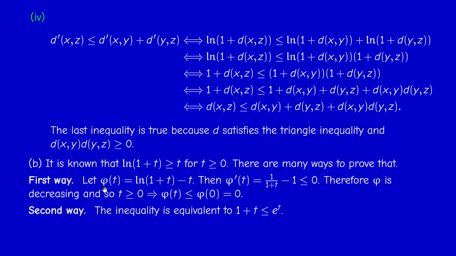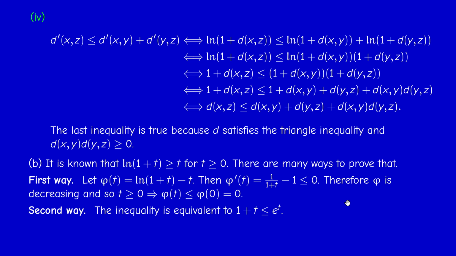Another proof. Since the exponential is strictly increasing, this inequality, so this is less or equal once again, by taking the exponential, we get 1 + t is less or equal than e^t.